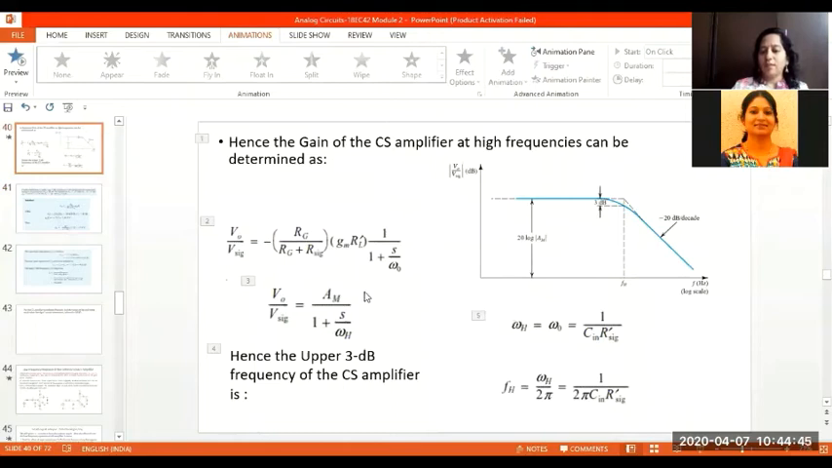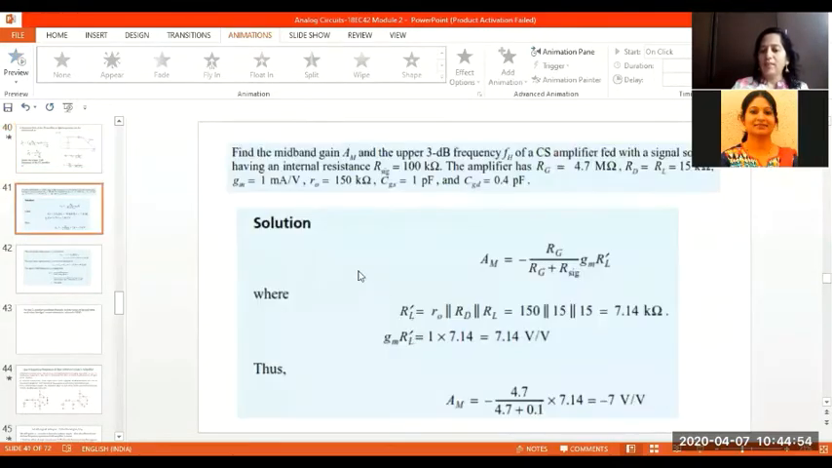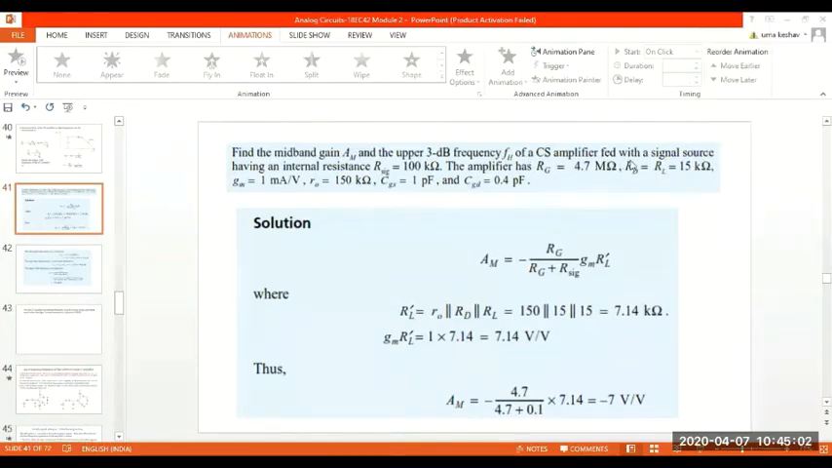Based on this, please remember the expression for the high frequency voltage gain V0 by Vc as shown, and based on this we have a problem here. Find the midband gain AM and the upper 3 dB frequency FH of a common source amplifier fed with a signal source having RSig 100K, and the amplifier having RG 4.7 mega and RD, RL 15K. So gm, r0, everything is given.